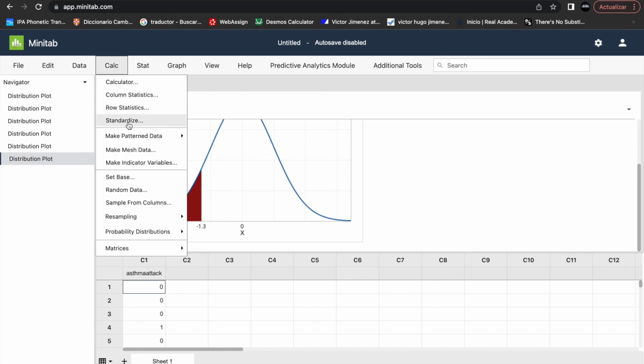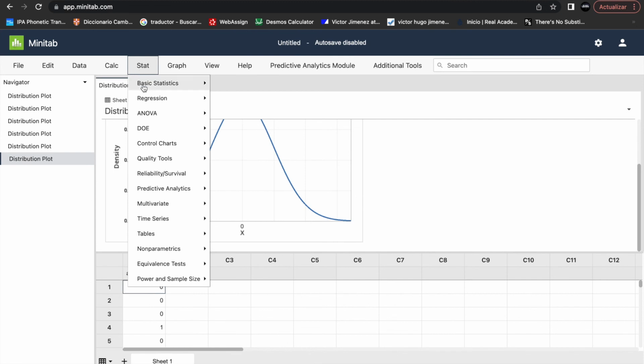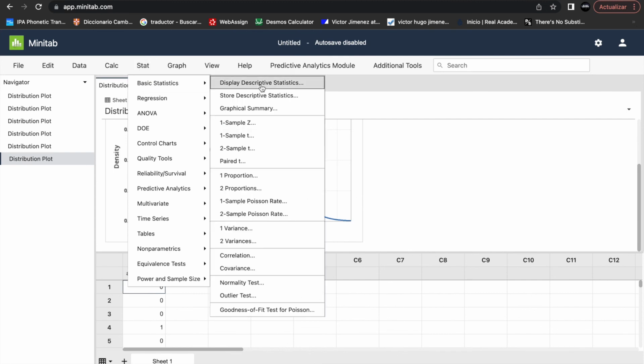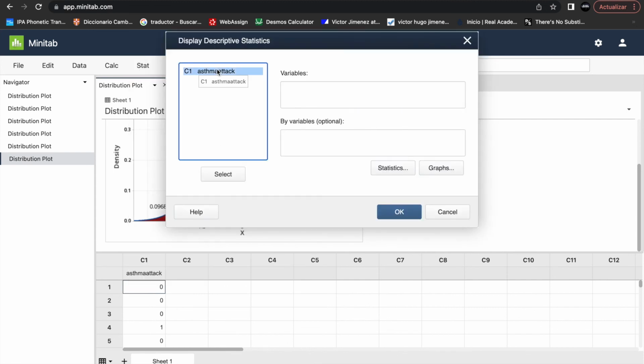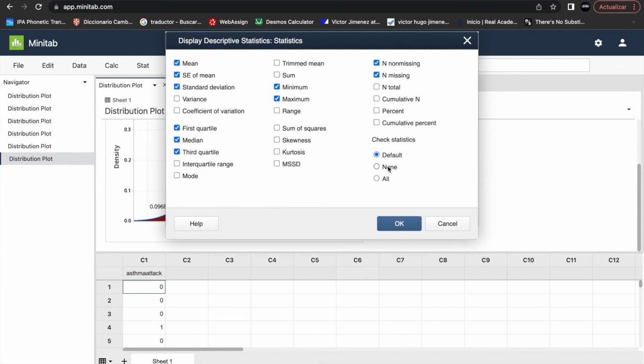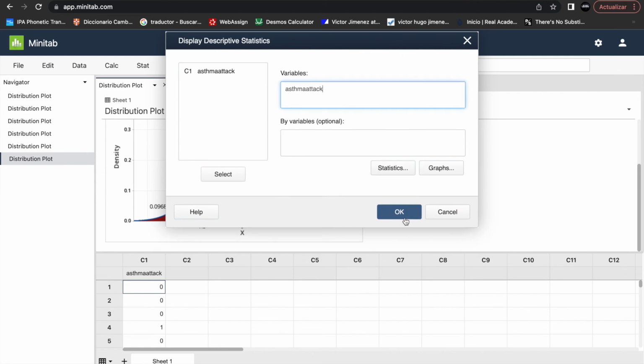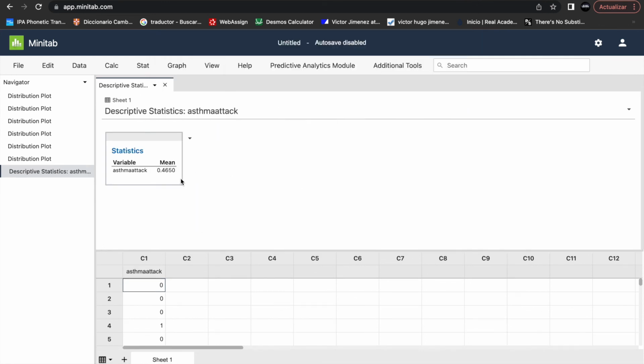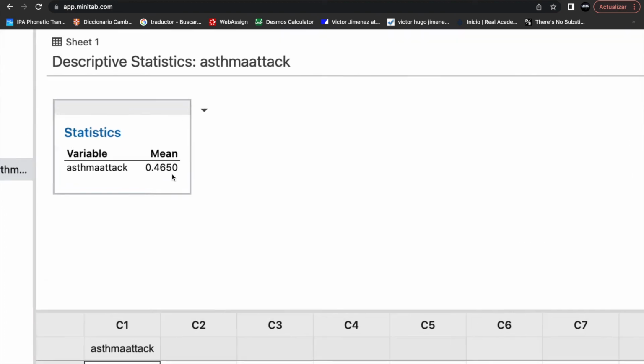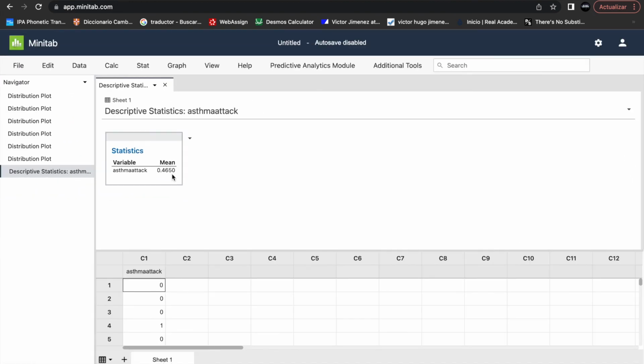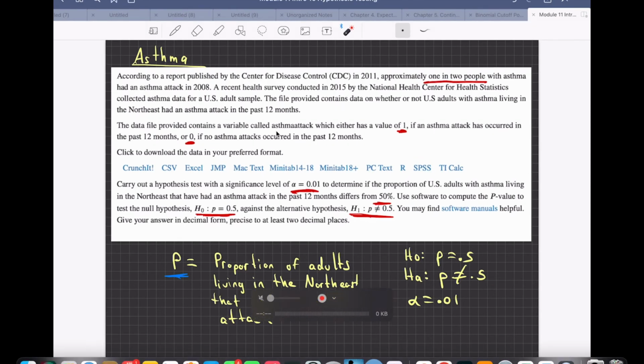So go to calc, well, basic stat, display descriptive statistics for this variable. And we only need the mean here, so the rest we can skip. Only the mean, so that we count the number of ones divided by the total. So the mean is 0.465. You see that? 0.465. So that is p hat.